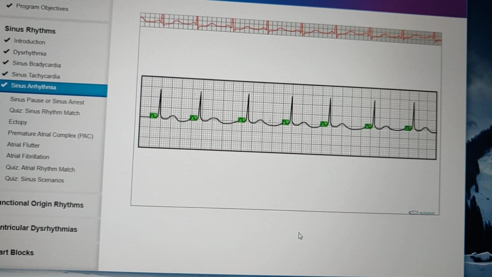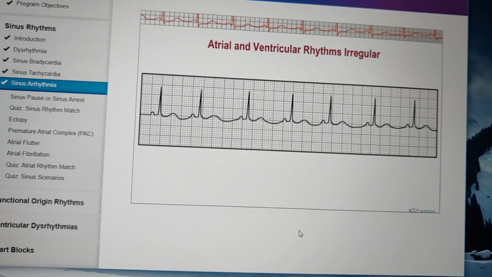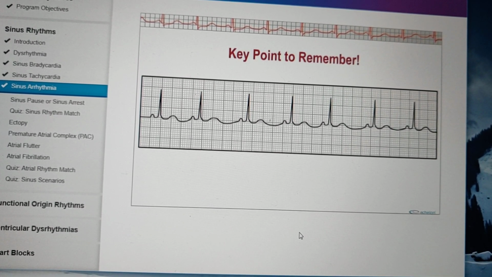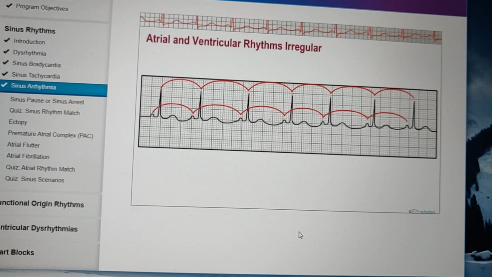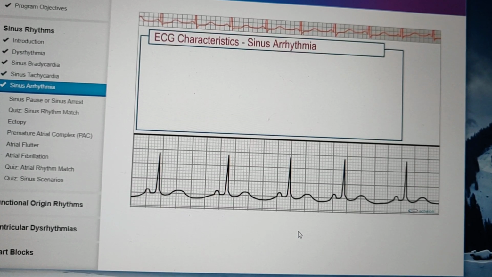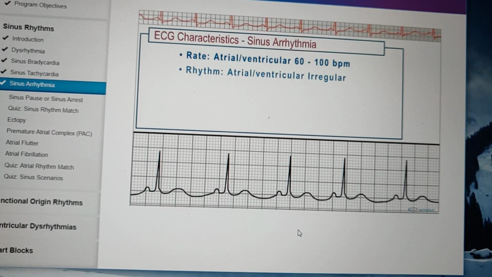and the PR intervals are regular, but the atrial and ventricular rhythms will be irregular. That is the key point to remember. With sinus arrhythmias, atrial and ventricular rhythms will be irregular, while everything else will be normal. Let's examine the ECG characteristics for sinus arrhythmias.